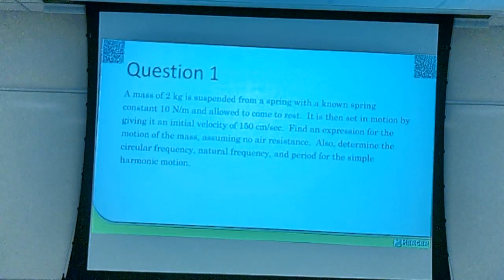A two kilogram mass is suspended from a spring, and we know the spring constant already: 10 Newton per meter. Well, I shouldn't say per meter, Newton over meter, or Newton meter inverse. And it's allowed to come to rest. So we attach the two kilogram mass to the spring. It's obviously going to extend the spring to a new equilibrium position. That's when it comes to rest, its new equilibrium length.